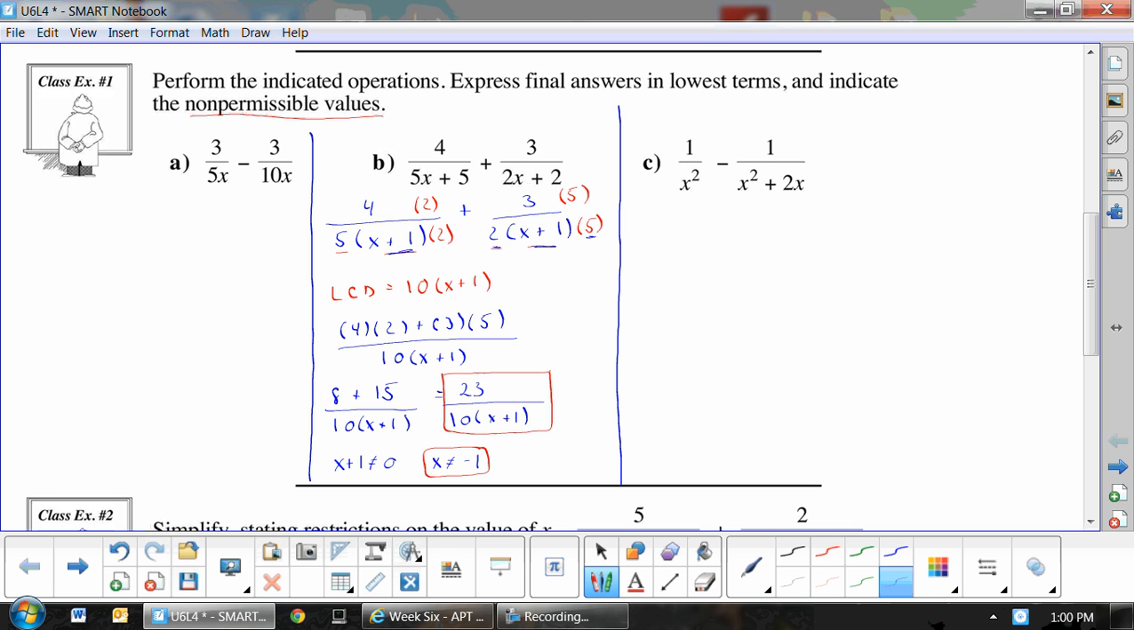Okay, so let's look at this one now. For this one, we're going to start the same way. We're going to look at if we can factor either of our denominators. We can't really factor x squared. But this one here, we do have a GCF of x. So we'll go, okay, x times x plus 2.